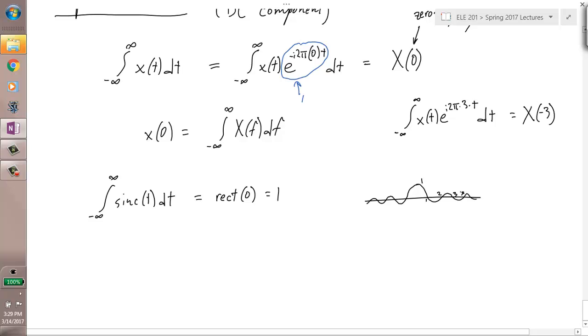It's a super nice signal because it has a nice Fourier transform, but also its integral, with the negative parts of course subtracting from the integral, is 1. Now we also saw from Parseval's theorem that the energy of sinc of t equaled the energy of rect of f, which also happened to equal 1. So it's a super nice signal.